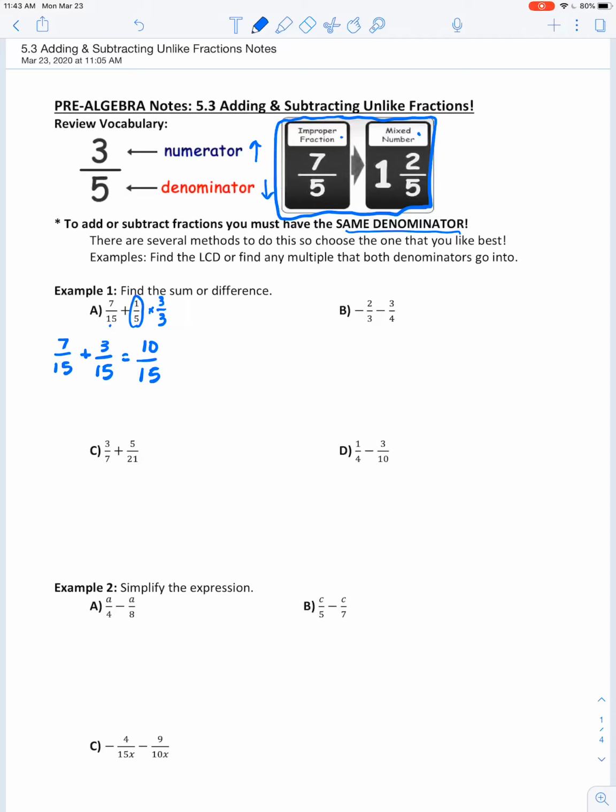I do notice that 5 goes into both of these two numbers, so I'm going to divide them by 5, which would result in 2 over 3, which would be our simplified answer to letter A.